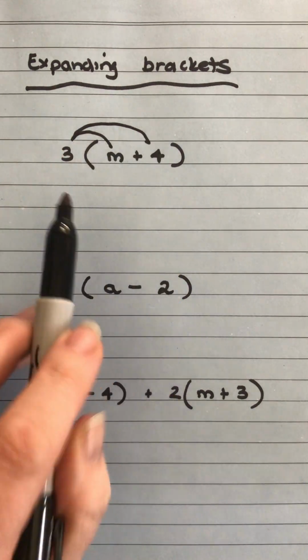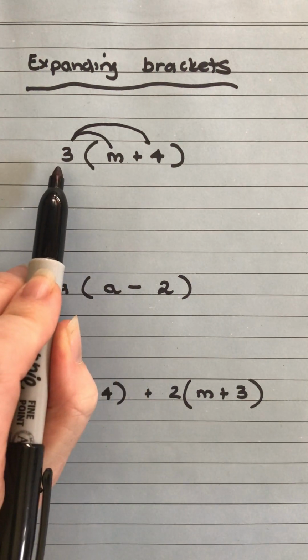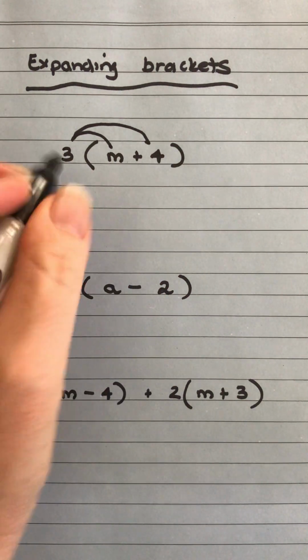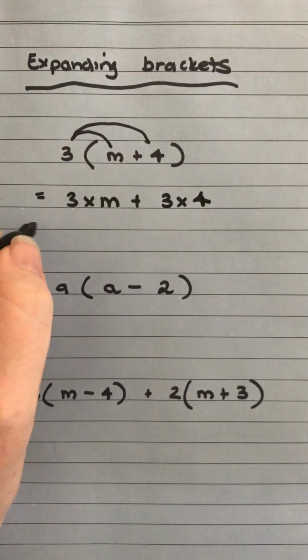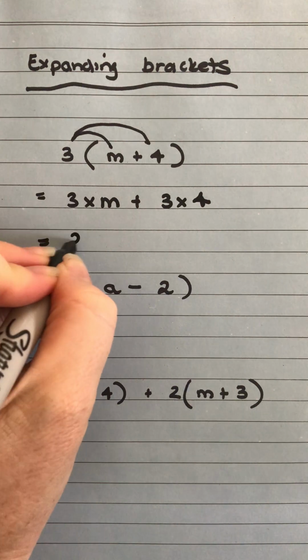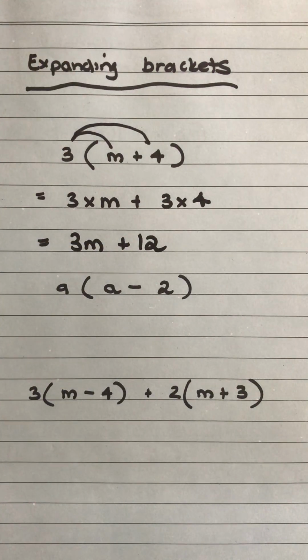So to start with, the lines here, I get them to draw them in because that tells us what we need to multiply. So using our distributive law, we're going to do our 3 times m, and we're going to do 3 times 4. So we're going to write 3 times m plus 3 times 4. And so we'll get 3 times m is 3m plus 12. So we've expanded out those brackets.